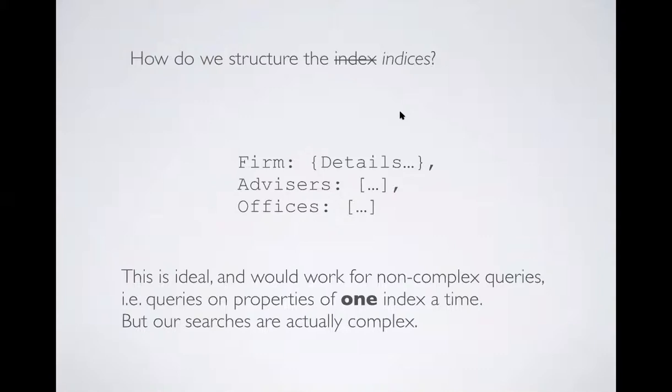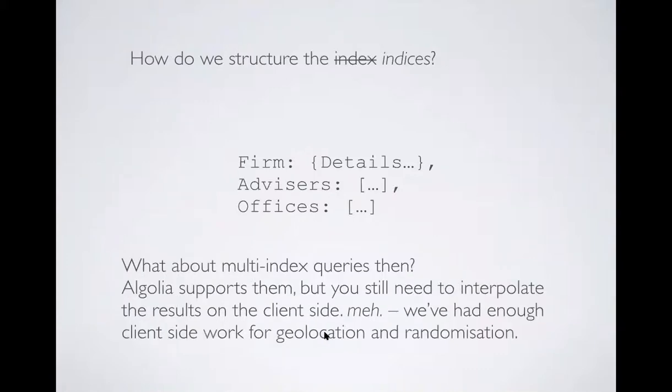This is a bit different because you have 3 indices. You have an index for firms, with just the details of each firm, then 1 index for advisors and 1 index for offices. This looks ideal because you keep one-to-one associations, but it wouldn't work for complex queries, because we need to query more than 1 index at a time, and our searches are quite complex. And someone might say, okay, let's go with multi-index queries then.